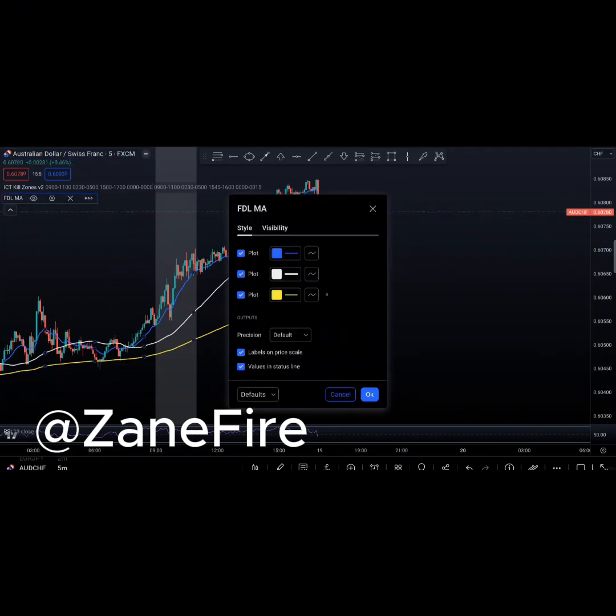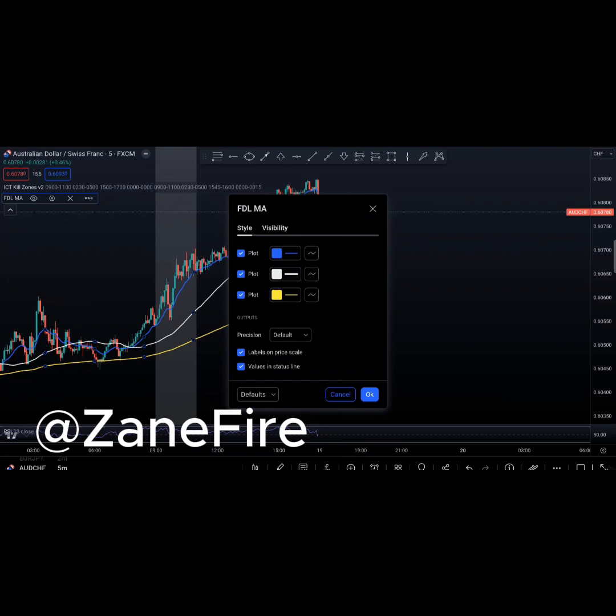So going to this, looking at the settings for this, it doesn't tell you on here, but the settings for these is the 14 EMA, the 50 EMA, and the 200 EMA. The 14 EMA is the blue one. The 50 EMA is the white, and the 200 is the gold one. And I feel like the most important one out of all of these is the gold one.